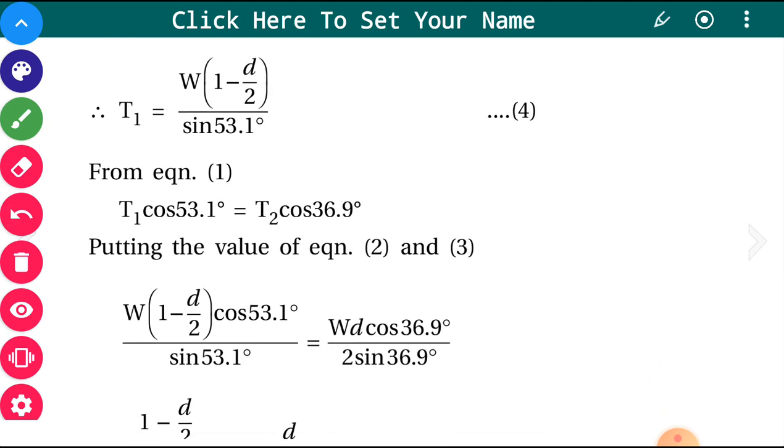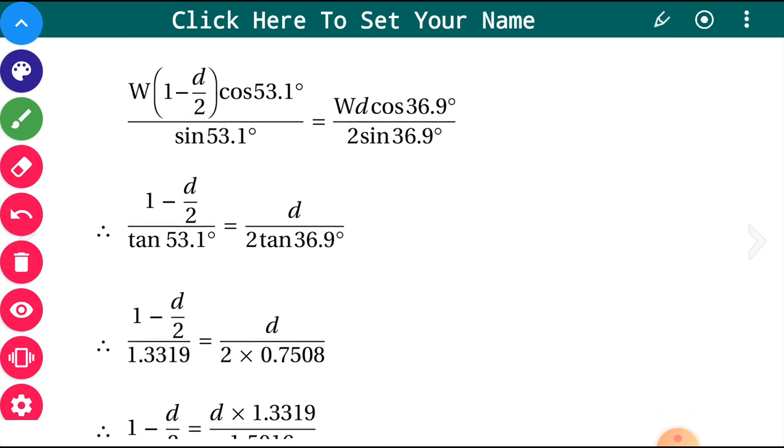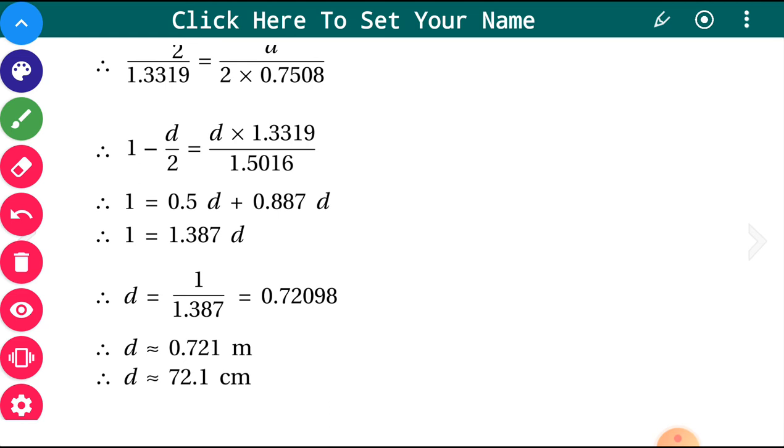Here W is cancelled out. The value of tan theta is taken into consideration, and the value of D is obtained, that is 72.1 centimeter.